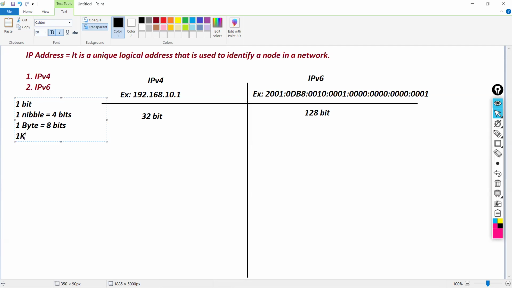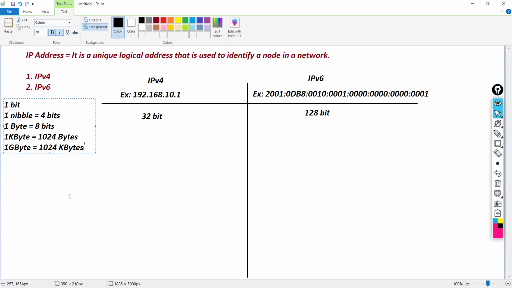Then we have 1 kilobyte. It will take this as 1024 bytes. And then gigabyte, terabytes, that will keep on going. Like you can say 1 gigabyte will be equal to 1024 kilobytes. Same way, terabyte, 1024 gigabytes. Like this, it will keep on going. This thing is clear.